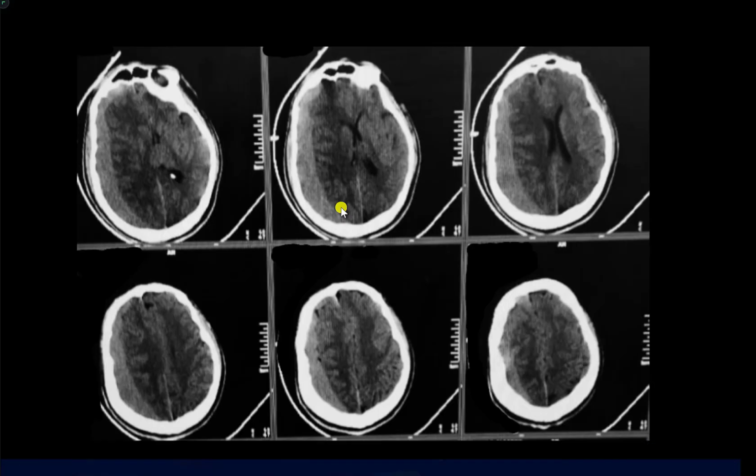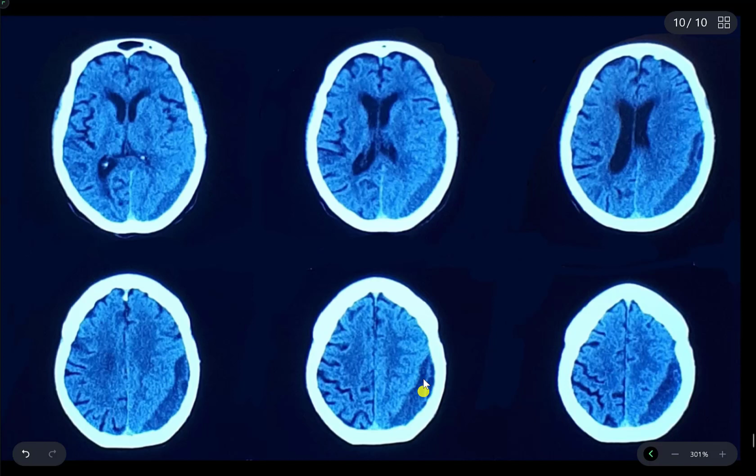And as I mentioned before, the CT is also sensitive in diagnosis of most chronic subdural hematoma. You can call it also subacute subdural hematoma, I agree with you. And the CT can diagnose it as well. And also this is a case of left chronic subdural hematoma. And it is very clear that the CT can pick up the diagnosis very easily.